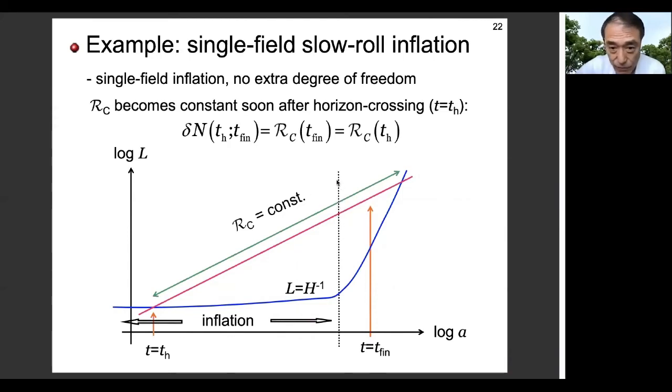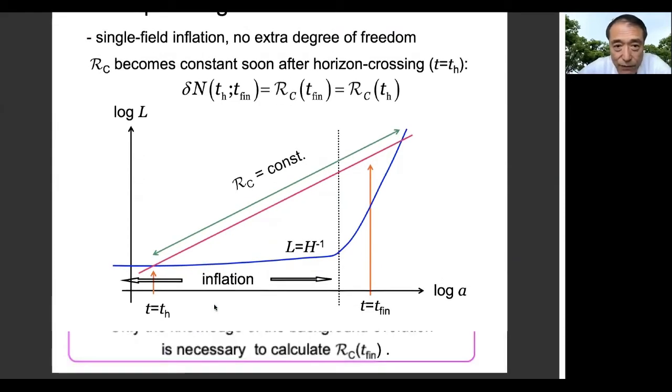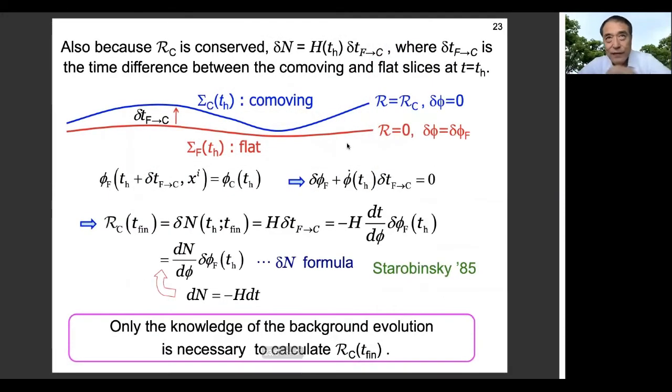So which means that the uniform scalar field slice coincides with the uniform curvature comoving slice. Anyway, as for the initial slice, as I said, you should choose flat slicing, but fortunately, the flat slicing is where you can most easily compute the fluctuation in the scalar field, which I just write as delta phi.